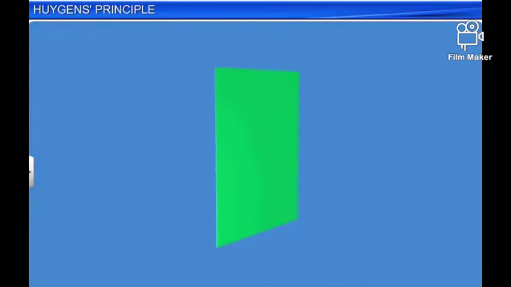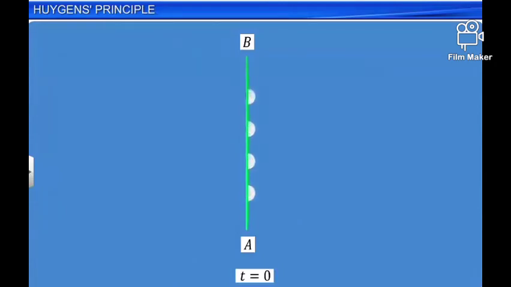Now let us use Huygens' principle to find the location and shape of a plane wavefront at a later instant of time t. Let AB be a plane wavefront at time t equal to 0. According to Huygens' principle, each point of AB acts as a source of secondary wavelets. The radii of these spheres will be vt after t seconds. The plane touching these small spheres in the forward direction gives the shape and location of the new wavefront after t seconds.